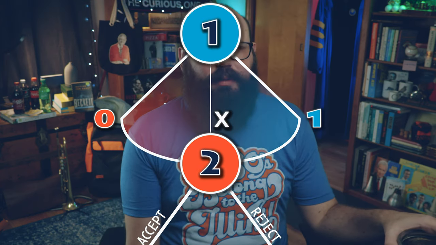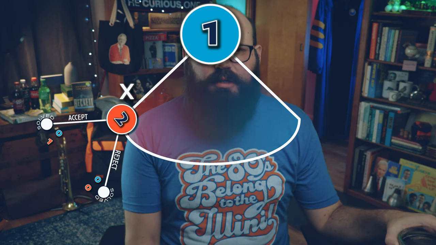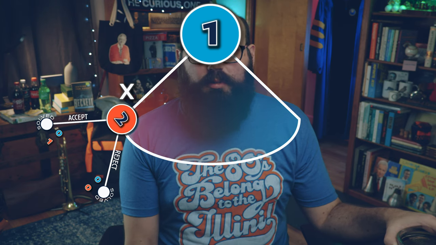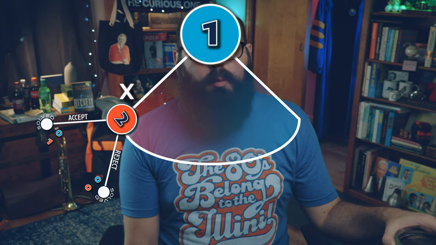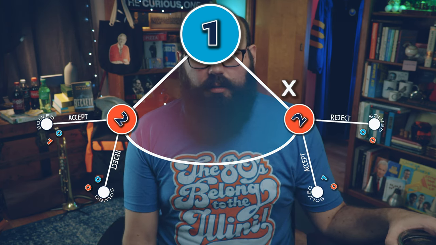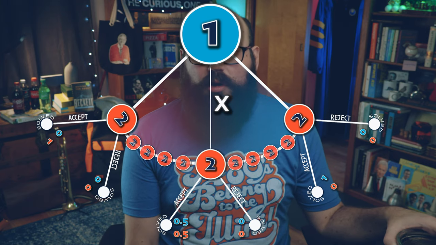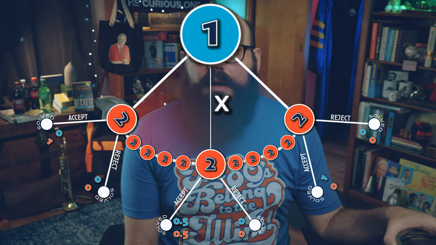Okay, let's think about this. Notice that if I offer you X equals zero, I'm player one and you're player two, you have a decision node to make. Notice also that if X equals one, you have a decision to make. If X equals one half, you have a decision to make. If X equals a third or two thirds, you have a decision to make. If X equals a quarter or three quarters, you have a decision to make.